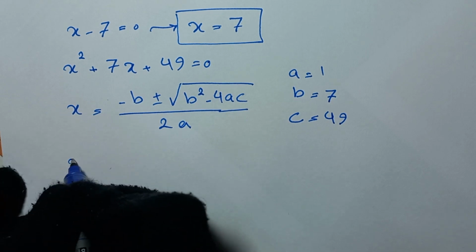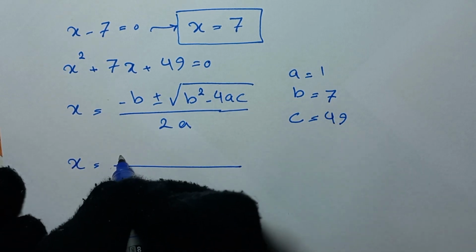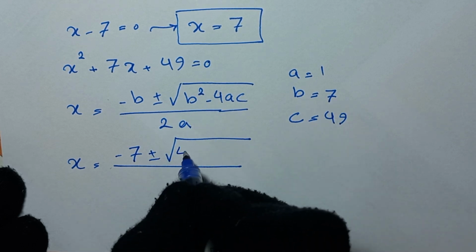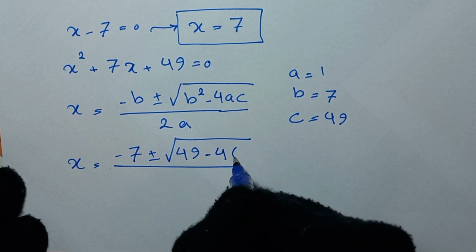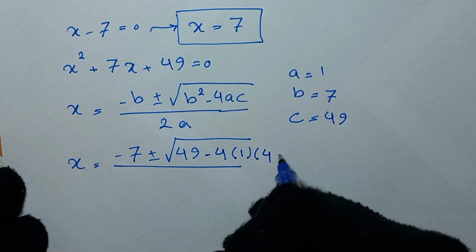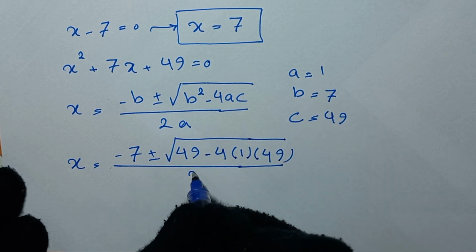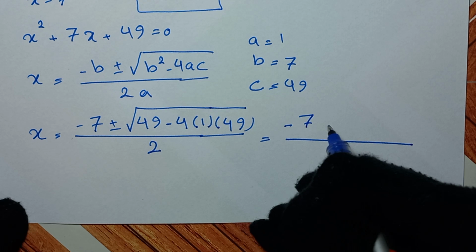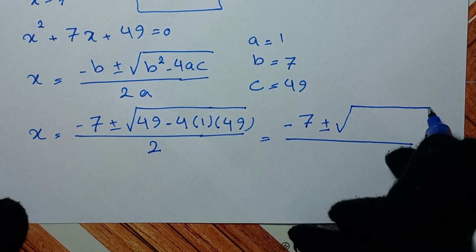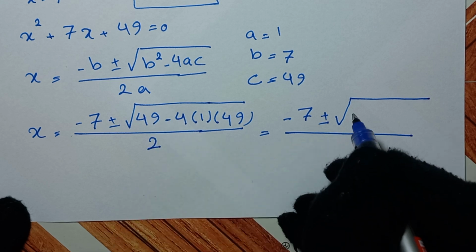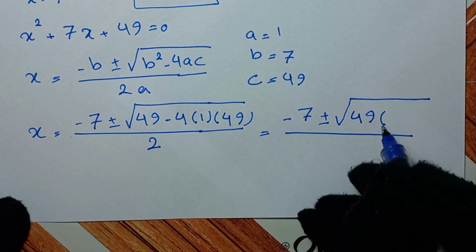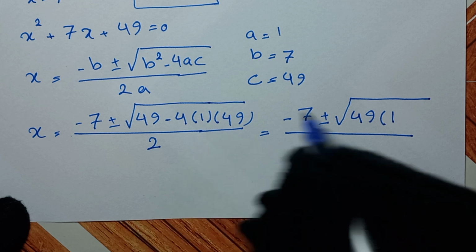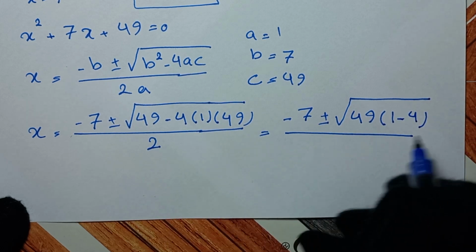So here it will be x is equal to negative b, negative 7, plus or minus square root of b squared, which is 49, minus 4ac. 4 times a, which is 1, and c, which is 49, over 2a, which is 2. And here it will be negative 7 plus or minus the square root of, here 49 is common, so we factor 49. This divided by 49 is 1, and 4 times 1 times 49 divided by 49 will be 4 times 1, and 4 times 1 is 4, and over 2.